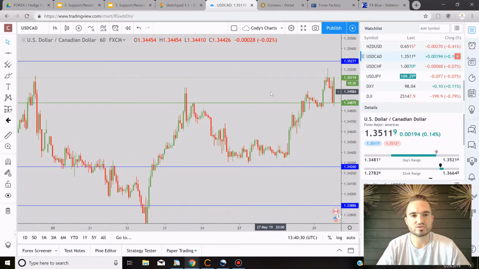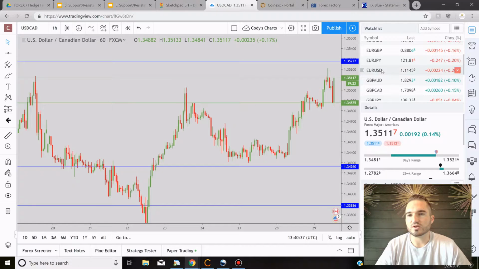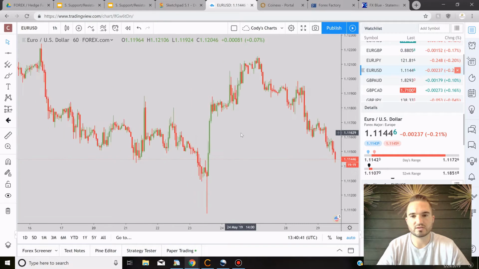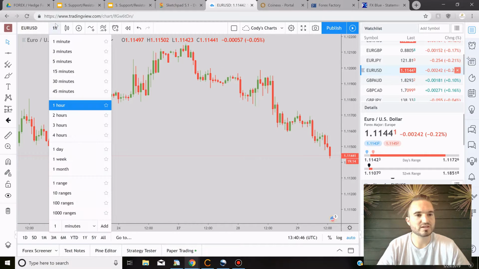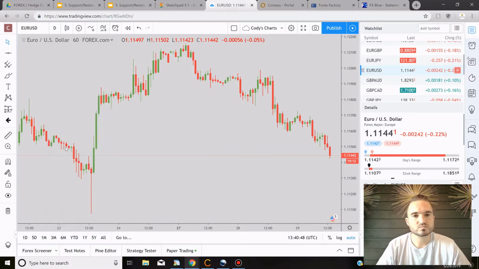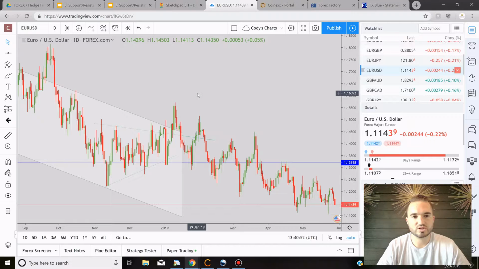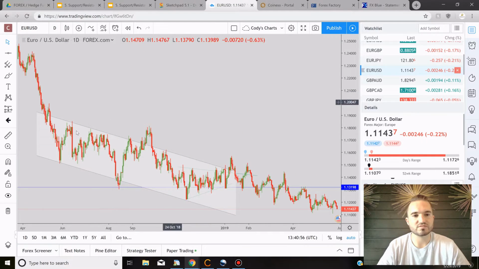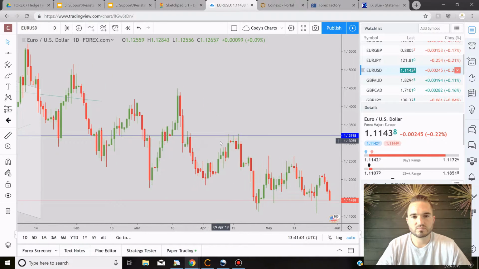But let's go to another chart to see. So this is my US dollar to Canadian dollar. Let's go to the euro to US dollar. So we're on the hour again. Looks like this one's kind of dropping. So I'm going to go to my day. I'm going to zoom out pretty far. I've already placed other things, so you can see I've already placed other support and resistance lines.